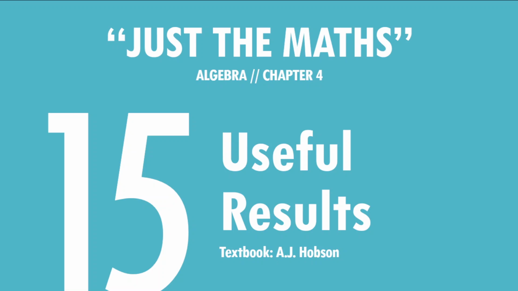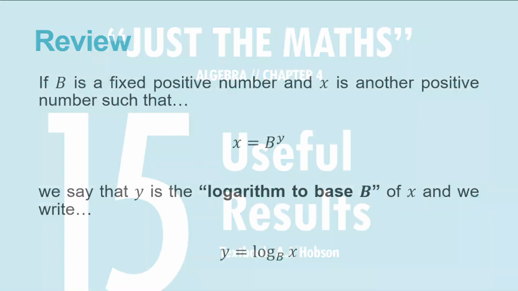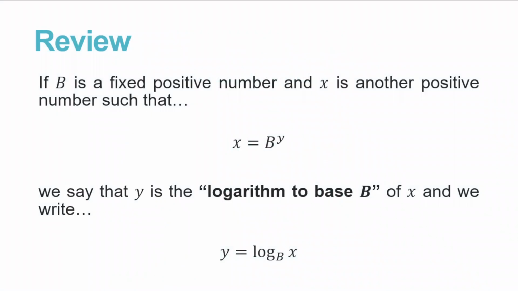Alright, so let's start simple with a quick review of our last lesson. If b is a fixed positive number and x is another positive number, such that x is equal to b raised to y, we say that y is the logarithm to base b of x, and we write y is equal to log b of x.